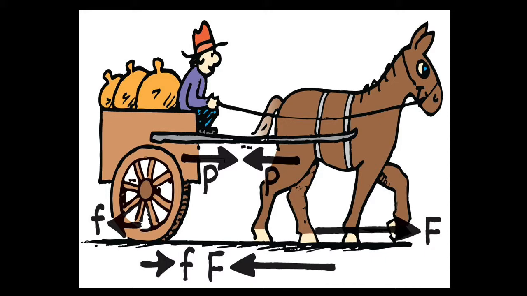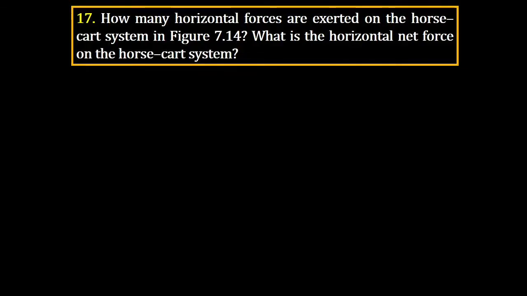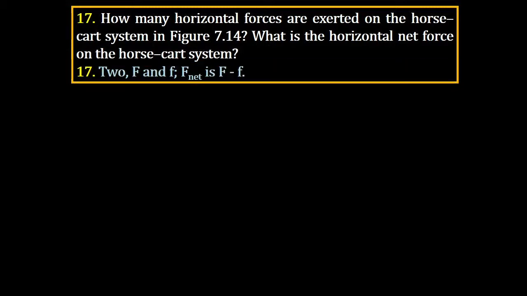So now you can clearly see that the P's cancel, and the small f and the large F are on the road. They're part of the road that helped them get along, as we say. So to review the questions as they are shown: how many horizontal forces are exerted on the horse-cart system, and what is the horizontal net force on the horse-cart system? You know that it is going to be those two, capital F and small f, and then the net force would be capital F minus small f. Okay, so let's go on to the next one.